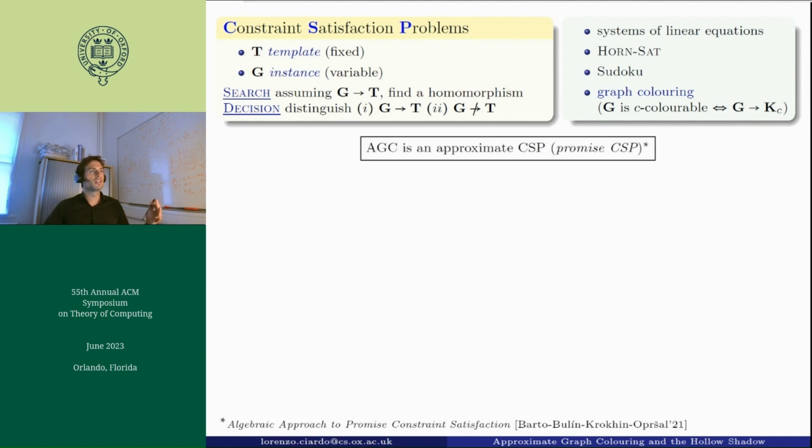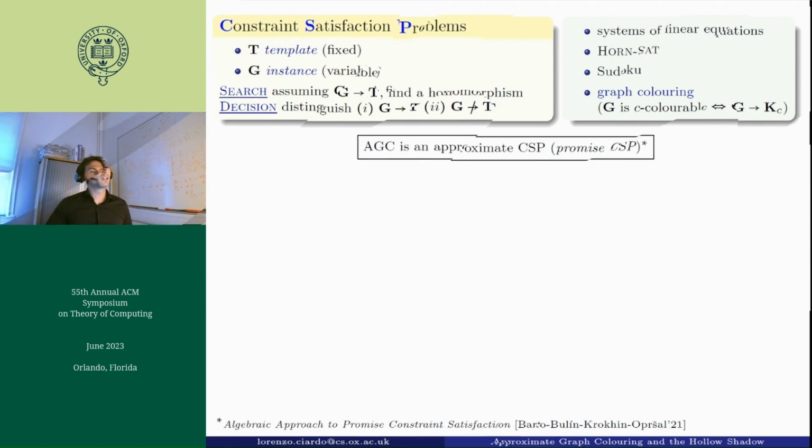All right, and then we see that approximate graph coloring is an approximate version of a CSP. So it's an approximate CSP. And this kind of approximations of CSPs have become quite popular recently under the name of promise CSPs, especially after Barto, Bulín, Krokhin, and Opršal developed an algebraic approach to their description.